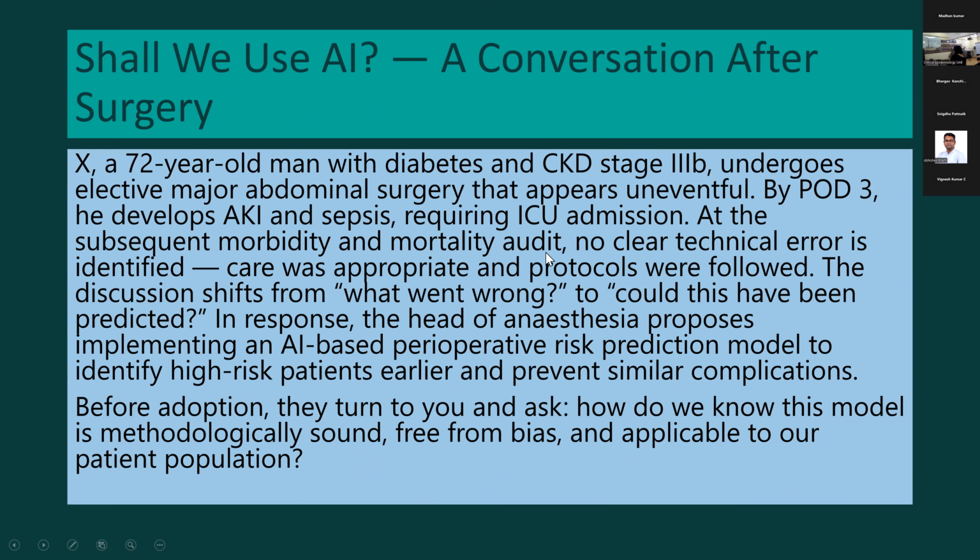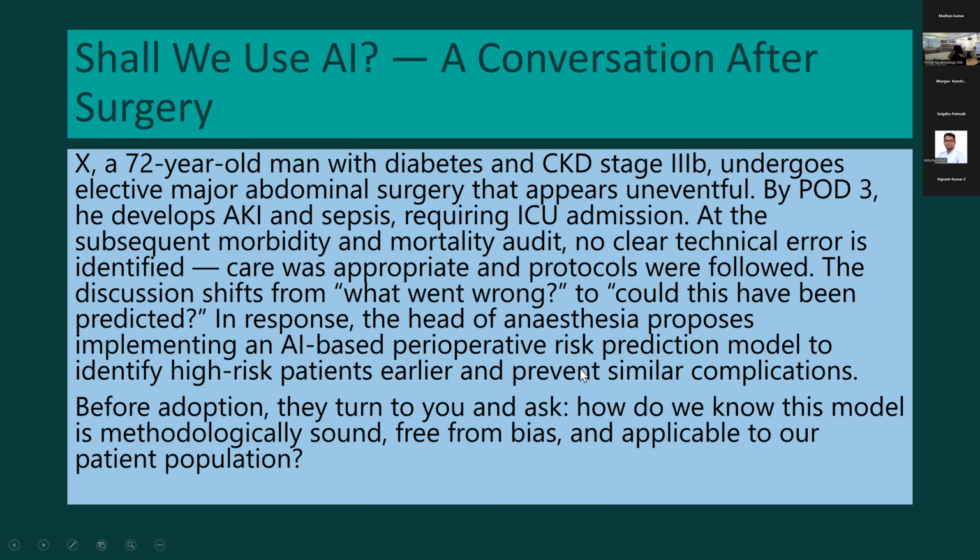At the subsequent mortality and morbidity audit, all these records were reviewed. There was no clear technical error identified. They also felt that the care was appropriate and all the protocols were strictly followed. So the discussion now shifts from what went wrong to whether we can actually predict this beforehand. In response, the head of anesthesia proposes implementing an AI-based perioperative risk prediction model to identify high-risk patients earlier and prevent similar complications.